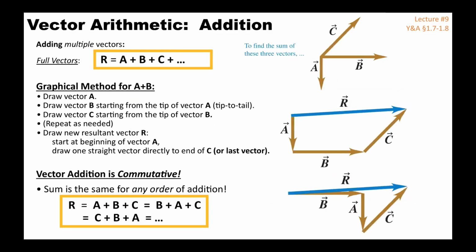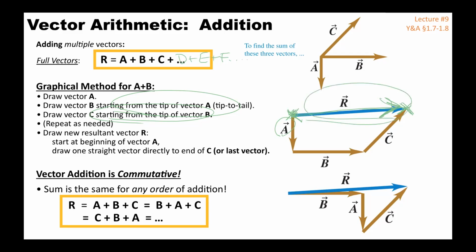Now, what if we have more than two vectors? This is just briefly building on what I said a couple slides ago, and that is you just keep arranging them all tip to tail, tip to tail, tip to tail as needed, D, E, F, however many vectors you may have. And then finally, when you're all done, you go to the start of the first vector and draw as the crow flies a vector directly to the end of the last one.